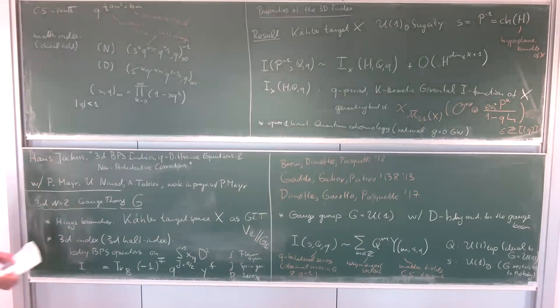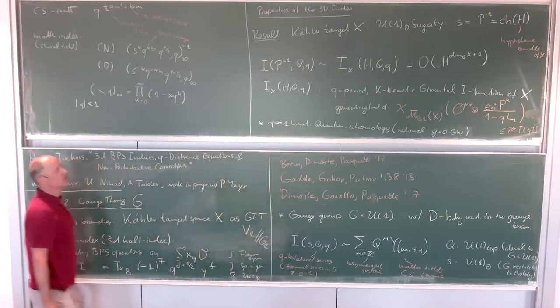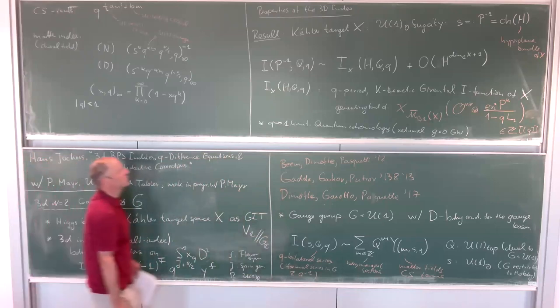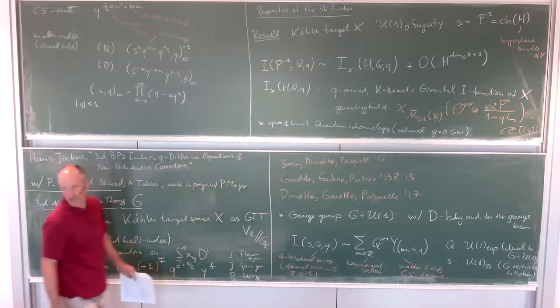When we set Q to -1, sending Q to roots of unity is an interesting question, and I'm afraid I don't have a good answer for this. I've been asked this in many talks, but I don't know how to interpret these variables geometrically.